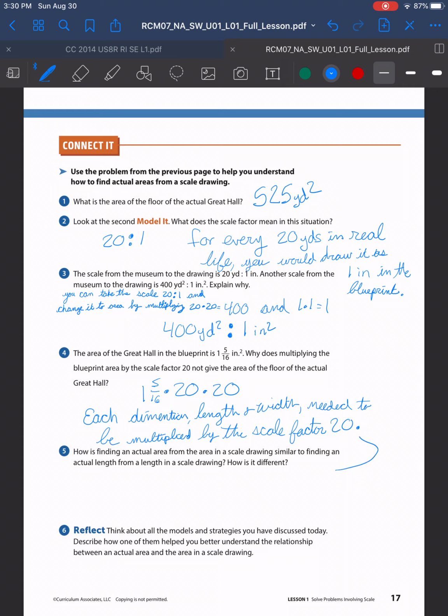So basically, it's asking, how come they're different? You know, I can still get the same answer, but how is it different? Well, if you're doing it just from the length and the width, then you multiply it by 20 just once each. If you're multiplying it from the area, then you have to multiply it twice because it's a length times a width, okay? To make that easy, we're going to say if you are converting the area, then you multiply it twice. If you're just going to multiply it by the length and the width, you just multiply it once each.